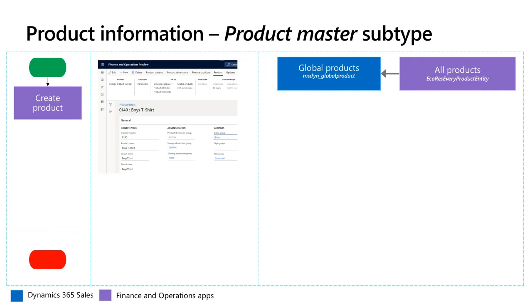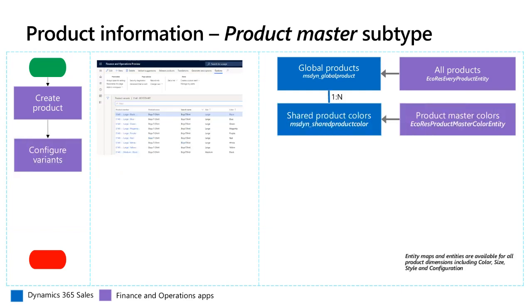From a product master subtype, we see here the creation of products is much the same. In this example, you can see a boy's T-shirt that has product dimension group of size and color. So it starts off much the same as the other scenario. And when we start adding the variants and configuring those, we have these additional flows that kick in. This example depicts just the color entities flowing, but as you can imagine, it supports size, style, and configuration.